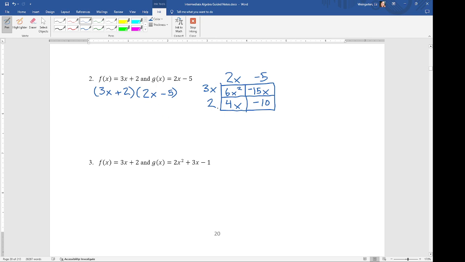And now I'm going to write out all these terms. But the nice thing is I see these two terms are the same, so I'm going to combine them right away as I write out the terms. So we have 6x squared minus 11x, 4x minus 15x is minus 11x, minus 10 at the end.